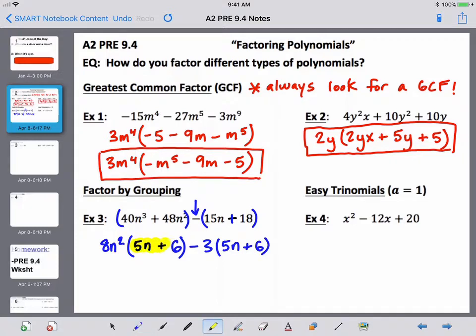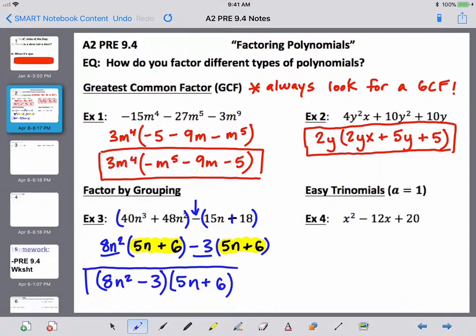Now notice what's left in parentheses is identical. So we're going to take these two pieces, pull those to the front. We've got 8n squared minus 3 in our first group. And our second group is going to be this 5n plus 6. All right, and that is actually complete. So you just did a factoring by grouping problem.